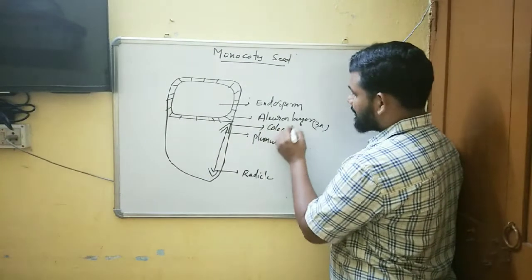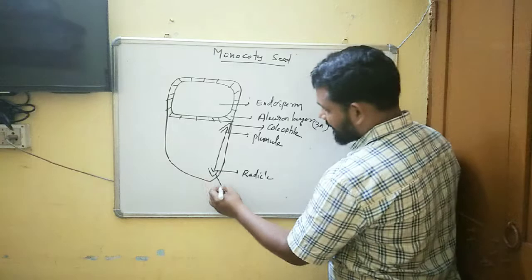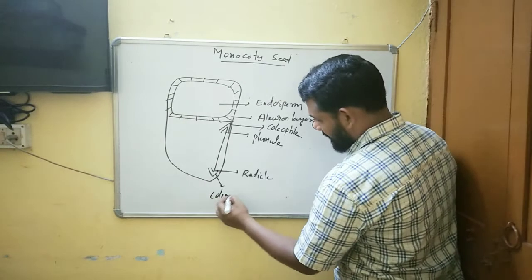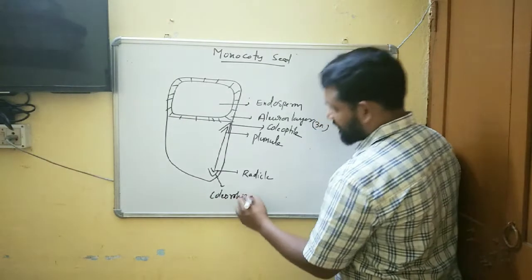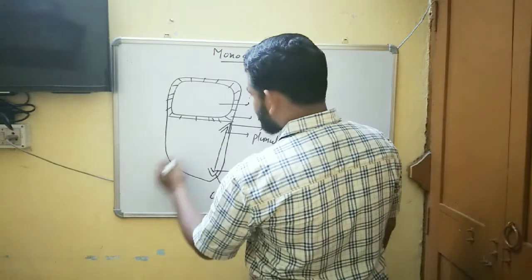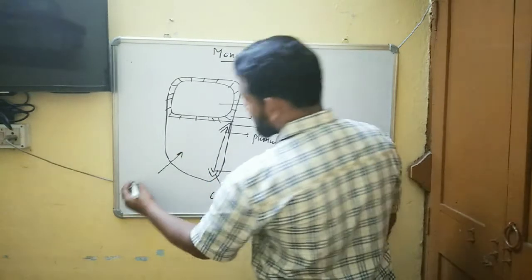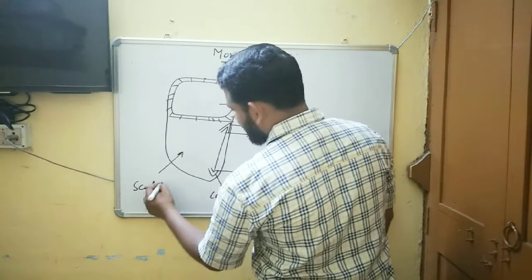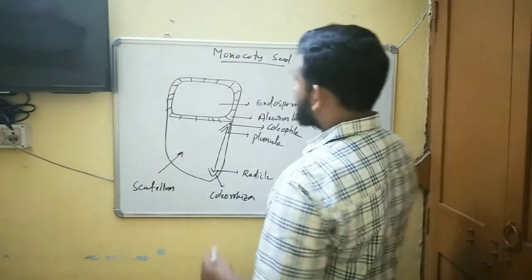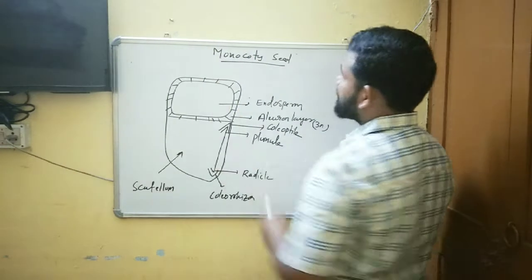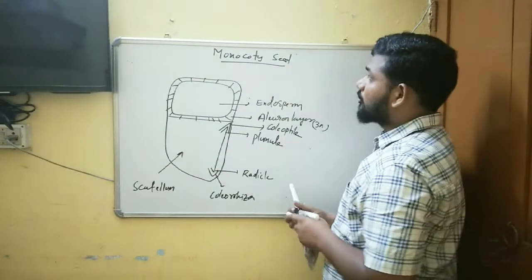Plumule is protected by coleoptile and radicle is covered by coleorhiza. And this is the only one cotyledon. This is the large shield shaped cotyledon. This large shield shaped cotyledon is called scutellum. We have only one cotyledon, and it is called monocotyledonous or monocot seed.